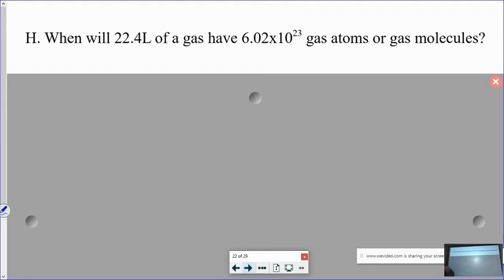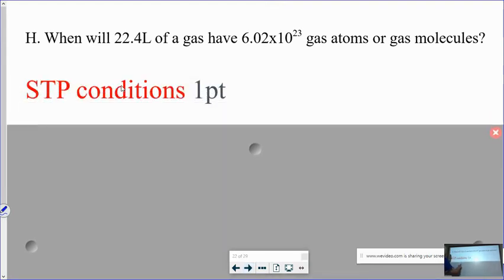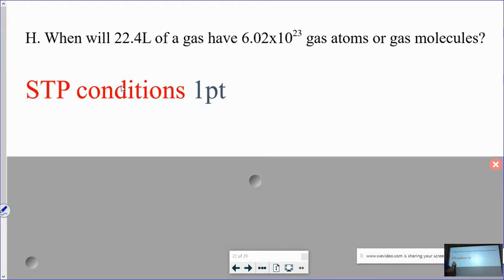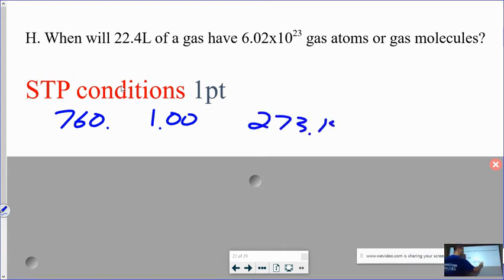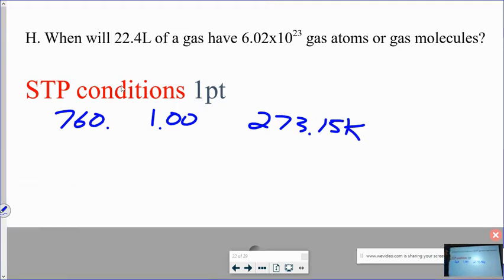When will 22.4 liters of a gas have 6.02 times 10 to the 23rd atoms of a gas or gas molecules? Well, that's under standard temperature and pressure, STP conditions. Again, standard pressure is 760 millimeters of mercury, or 1 atmosphere of pressure, and standard temperature is 273.15 Kelvin. So those are your conditions. Those are also found on the back of your periodic table if you would ever forget them.